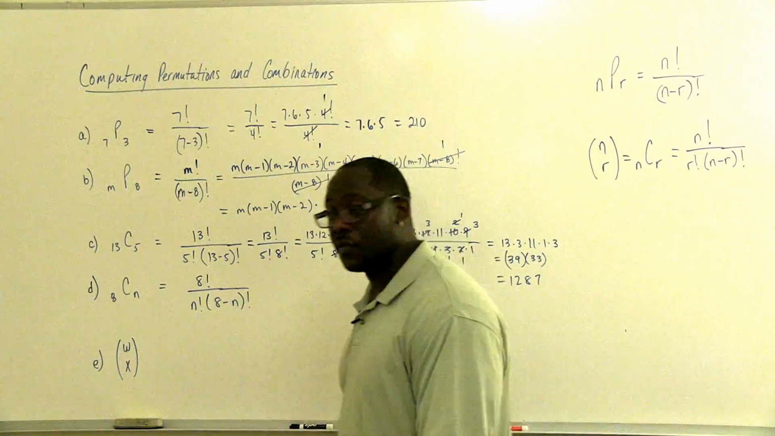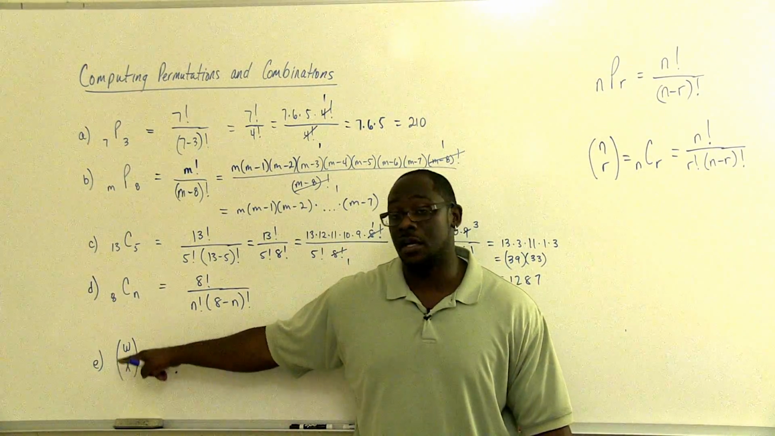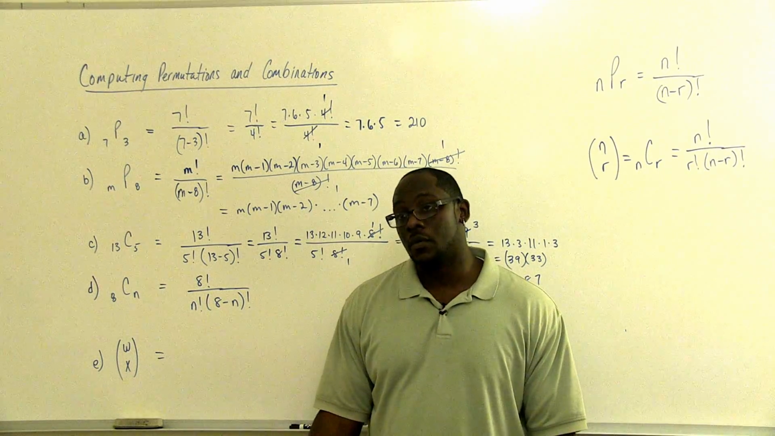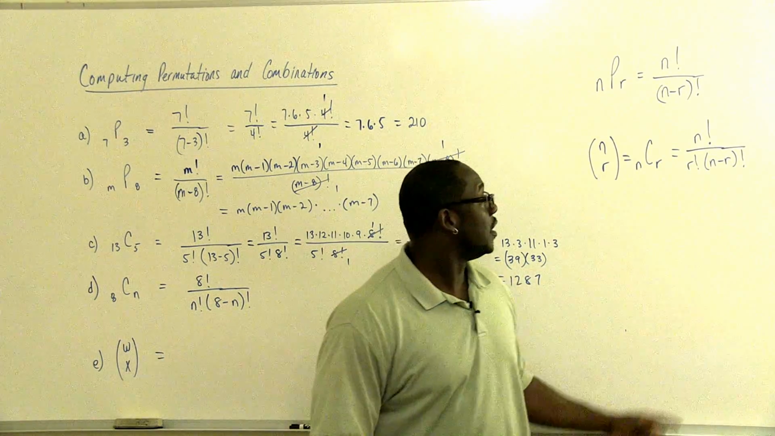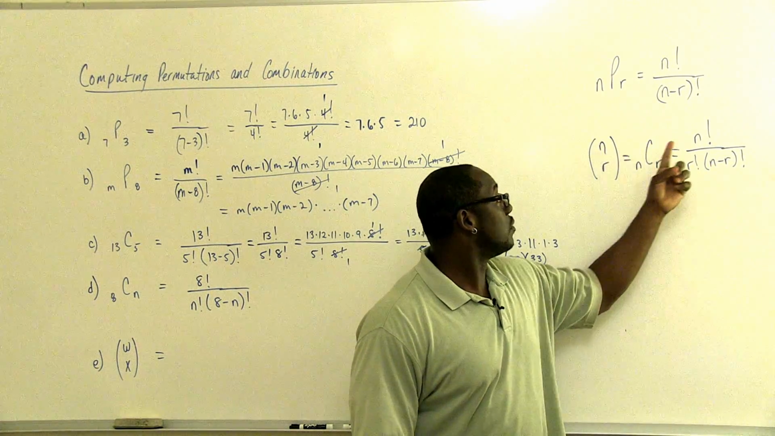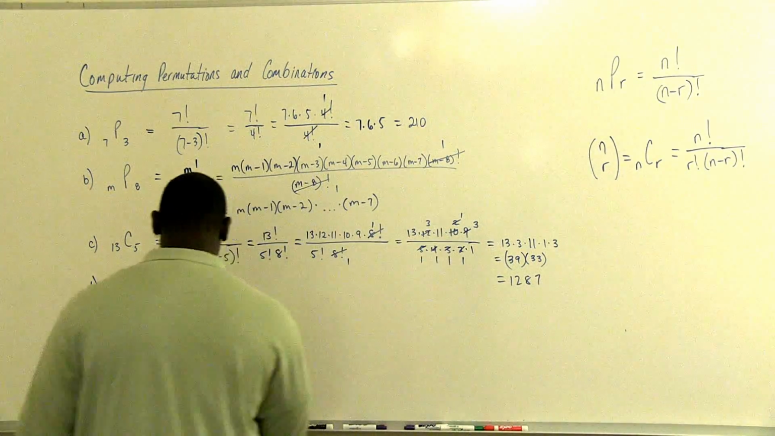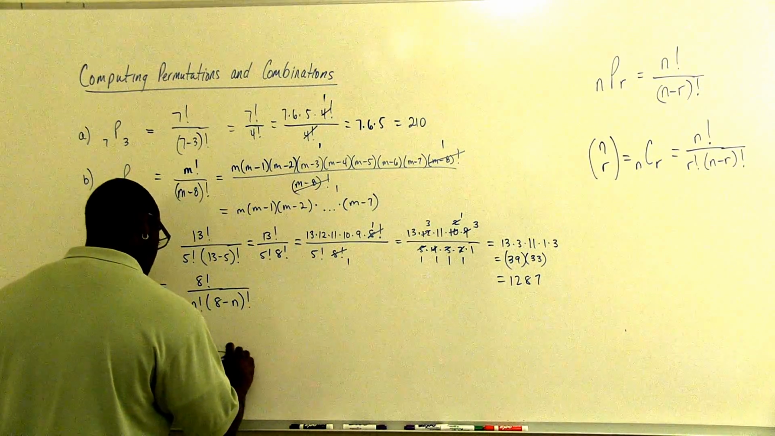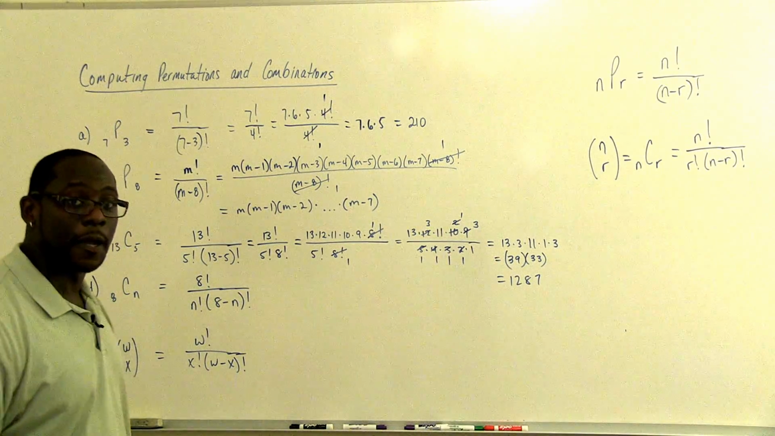All right, and so for the last one, we see that this is representing the combination of W things grouped X at a time. And of course, we don't know what either W or X is. So here we're just going to follow this same formula, but instead of n, we're going to put W, and instead of r, we're going to put X. So this would be W factorial divided by X factorial times W minus X factorial, okay?